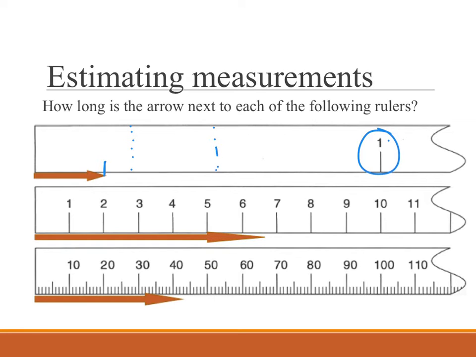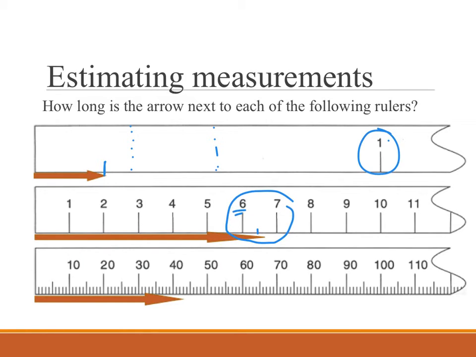Our second ruler here is a little bit more precise. We've got a few more lines on here, so we know that the end of our arrow is going to be somewhere between 6 and 7. We're certain about the 6, but we're not quite sure what comes after that. And again, it's going to be estimated. It's about halfway, so it's a little bit more than half. So let's say it's 6.6, whatever this unit is on this ruler.